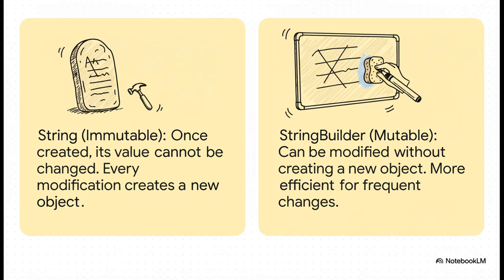Take a look at the difference between String and StringBuilder. A String is kind of like text carved in stone. It's immutable. Once you make it, you can't change it. A StringBuilder, on the other hand, is like a whiteboard. It's flexible, you can erase and rewrite things, and it is way more efficient if you're building a long piece of text inside a loop.